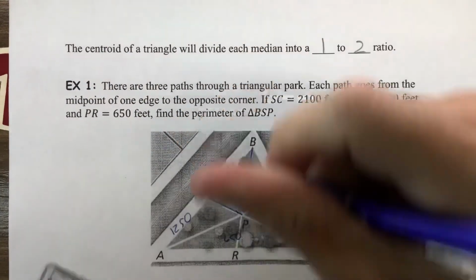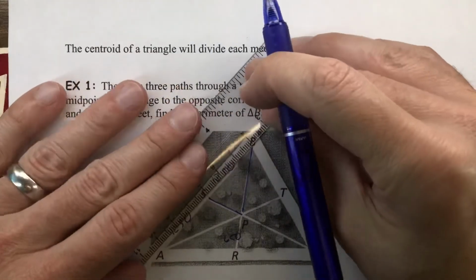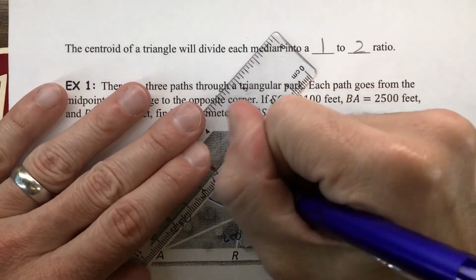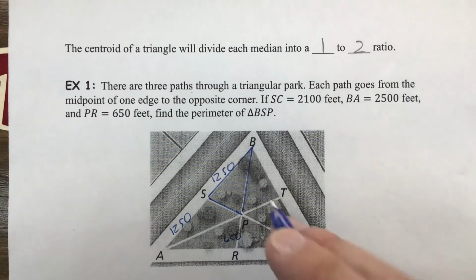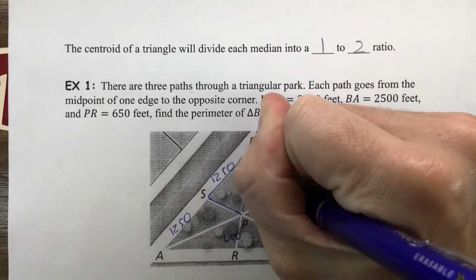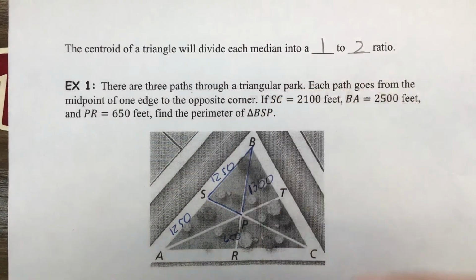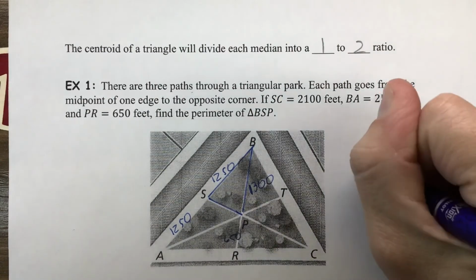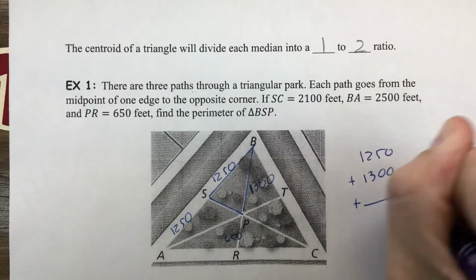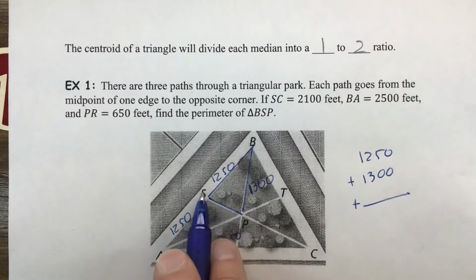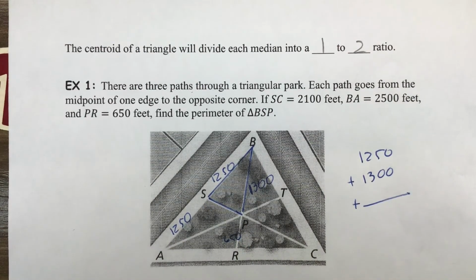One of them we've got, the 1,250, we already got that one. All right, for the other 2, let's see here. PR is 650, okay, 650. So if we have a 1 to 2 ratio, we can just double that number. That will give us 1,300. So now we've got that. It's 1,250 plus 1,300 plus whatever that turns out to be here. What is that?